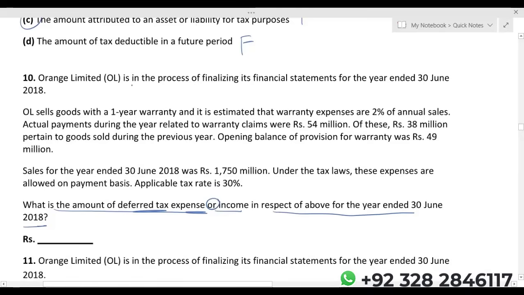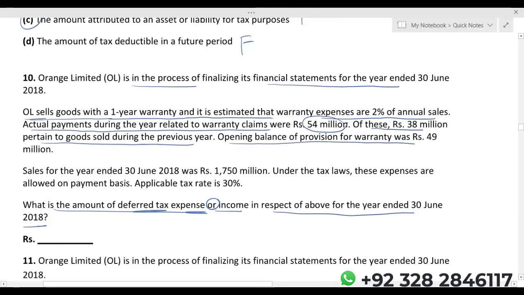Let's see. Orange Limited is in the process of finalizing its financial statement for the year ended 30th June 18. Orange Limited sells goods with a 1-year warranty, and it is estimated that warranty expenses are 2% of annual sales. Actual payment during the year related to the warranty claim was 54 million. Of these, 38 million pertains to goods sold during the previous year. Opening balance of the provision for warranty was 49 million. Sale for the year ended 30th June 18 was 1750 million. Under the tax law, these expenses are allowed on payment basis. Applicable tax rate is 30%.